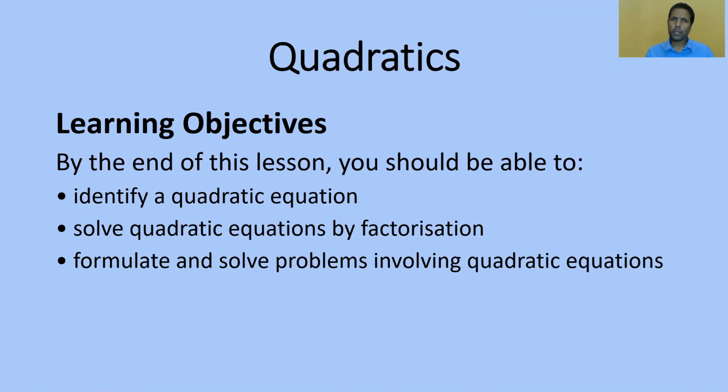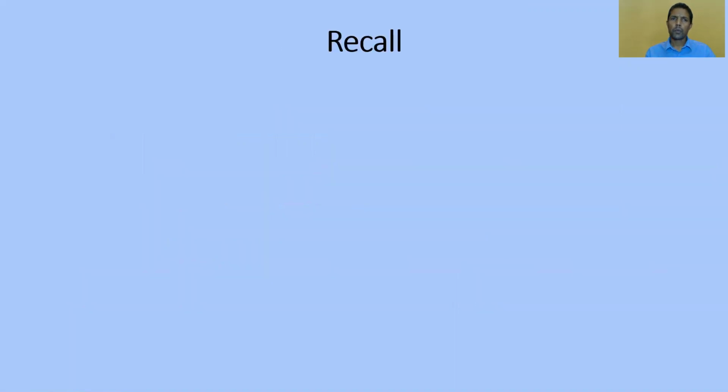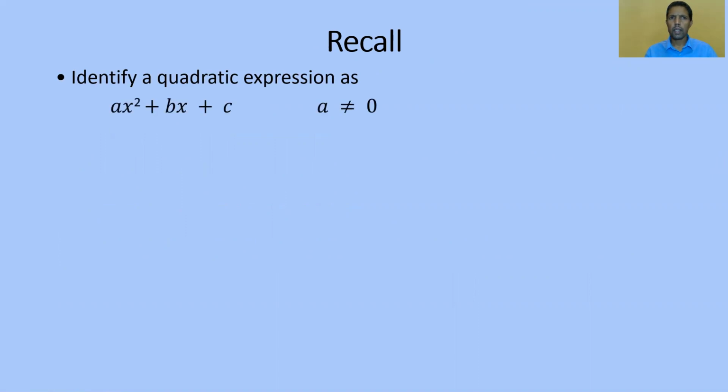But before we start our lesson, let us recall what we did in our first video. We identified a quadratic expression as ax squared plus bx plus c, where a, b, and c are real numbers and a cannot be zero. For example, 3x squared plus 5x plus 2 is a quadratic expression.